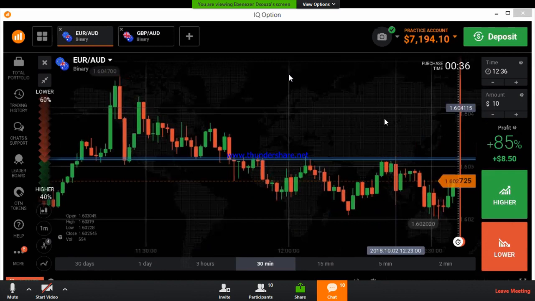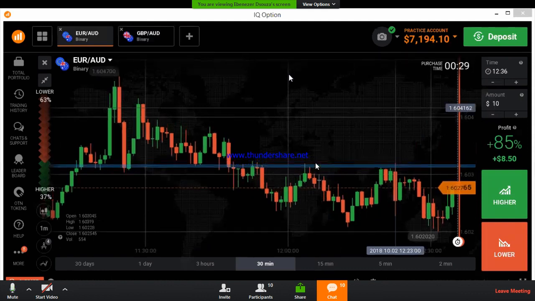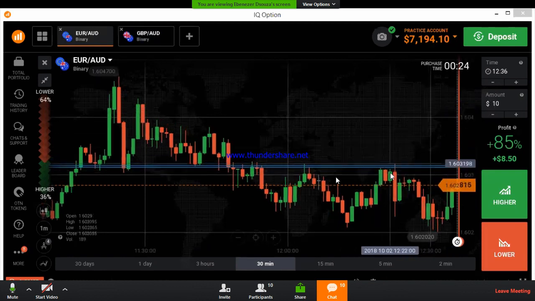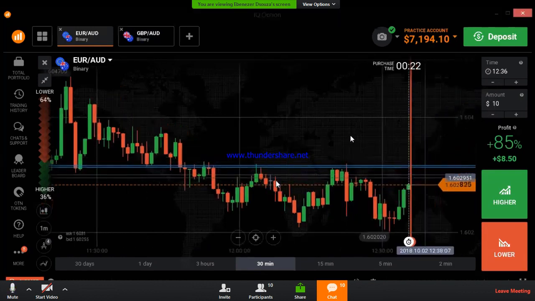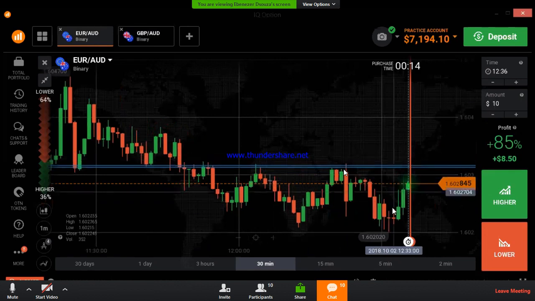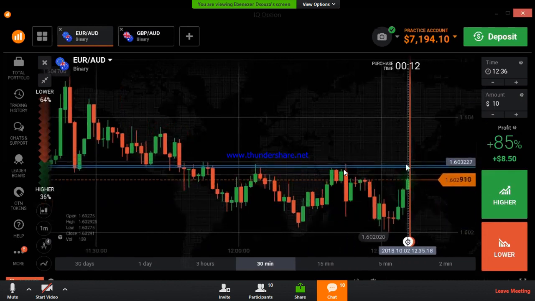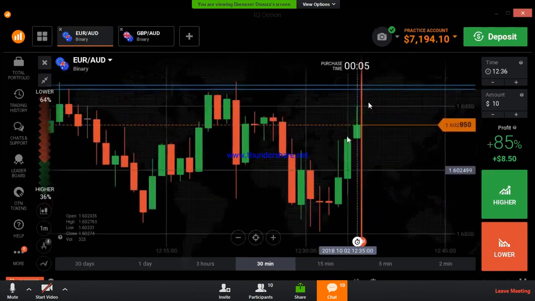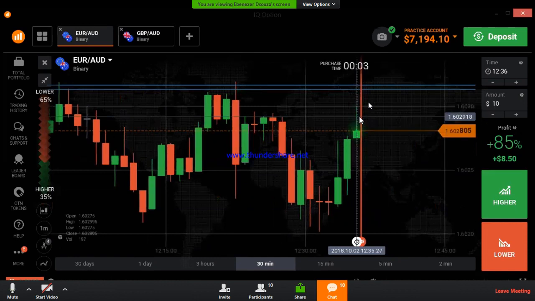Bro, the resistance line that you have drawn has been tested two times, so it's risky to trust it again, right? Yes. It already worked three times here. It reversed from the same level and is again trying to break this level. The market is still trying to break it. You can see the buyers are coming very strongly, so it may break this level.